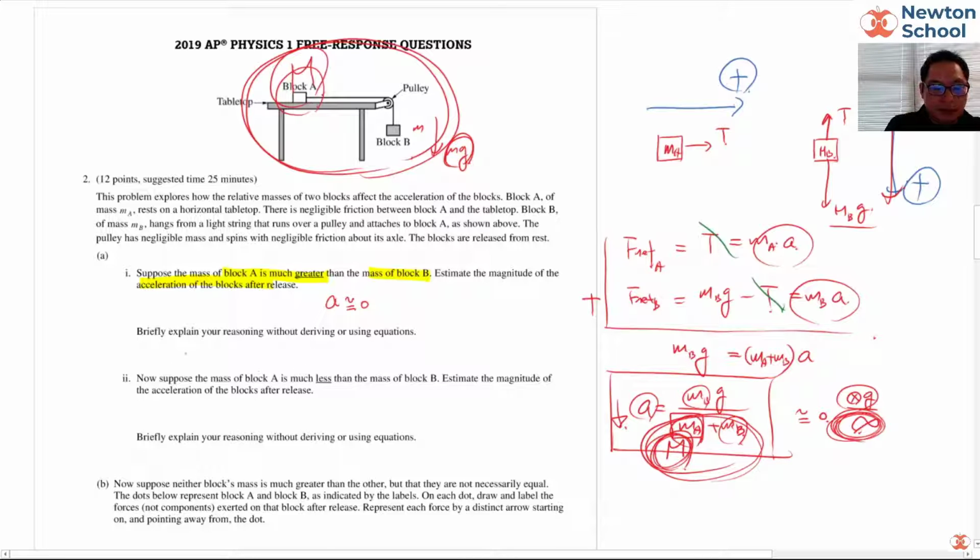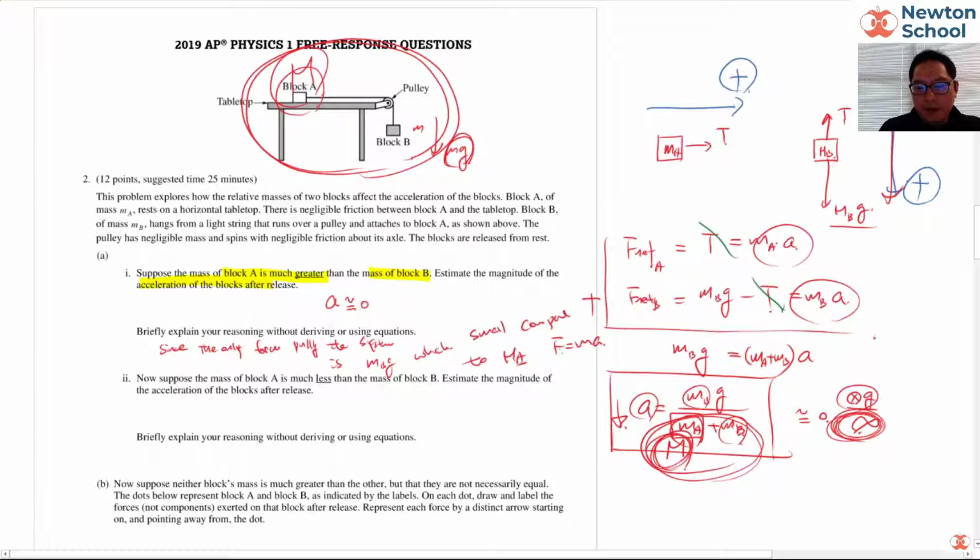So one way to say it is, since the only force pulling the system is m_B g, which is small compared to mass A, F equals ma: F is small, mass is large, so acceleration will be close to 0.